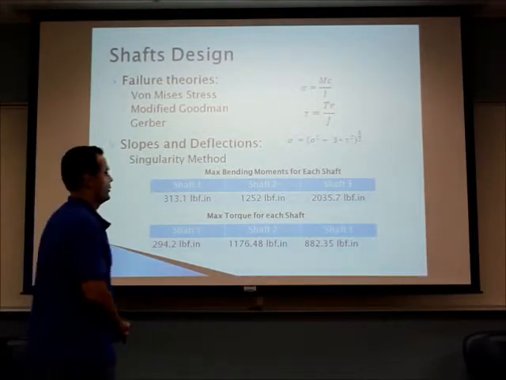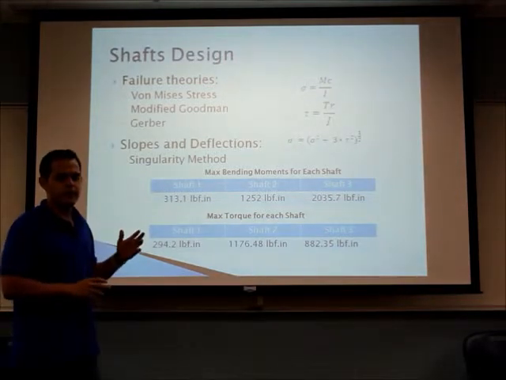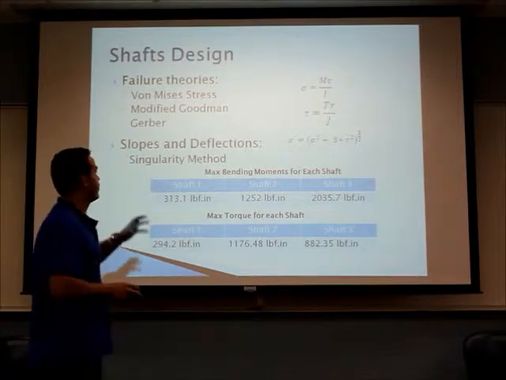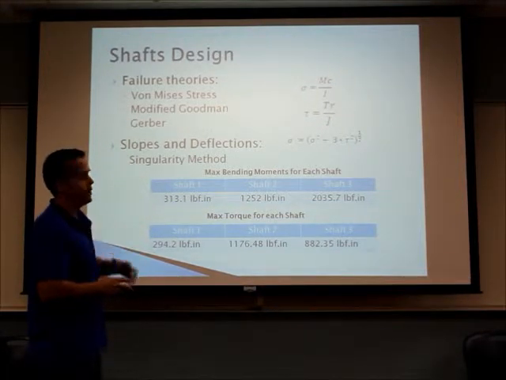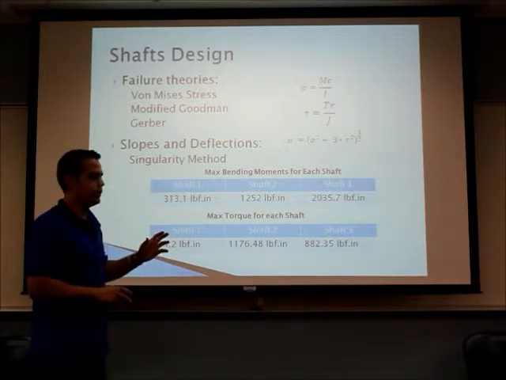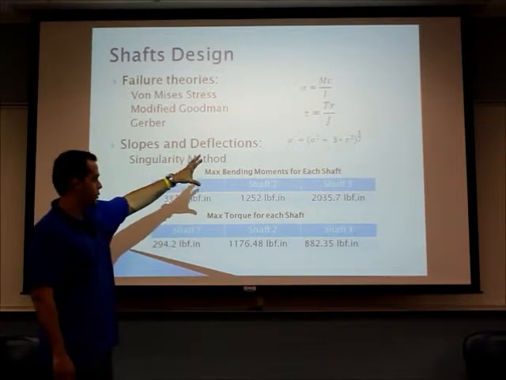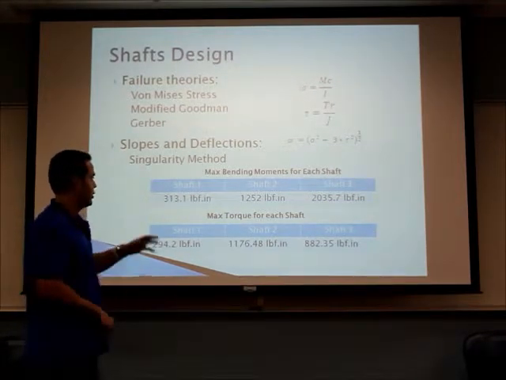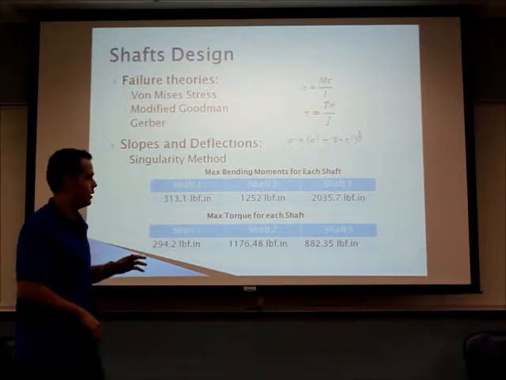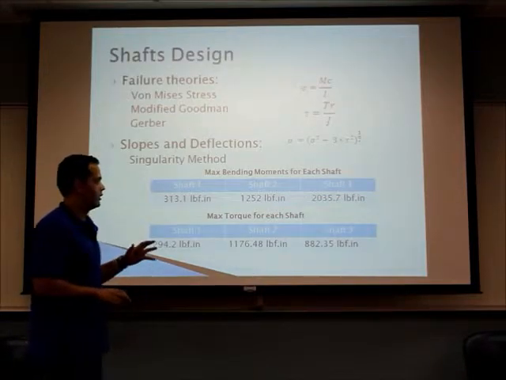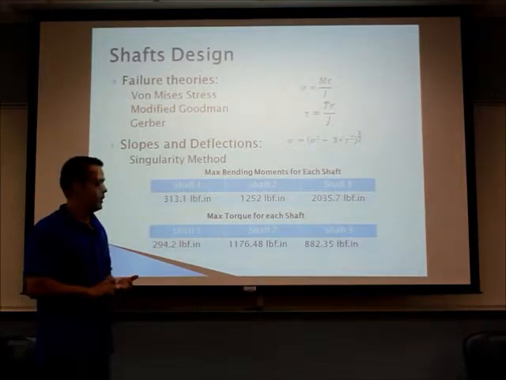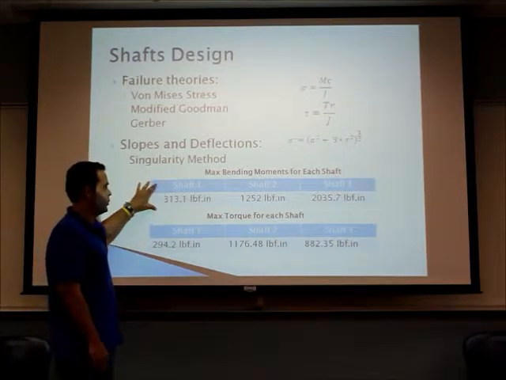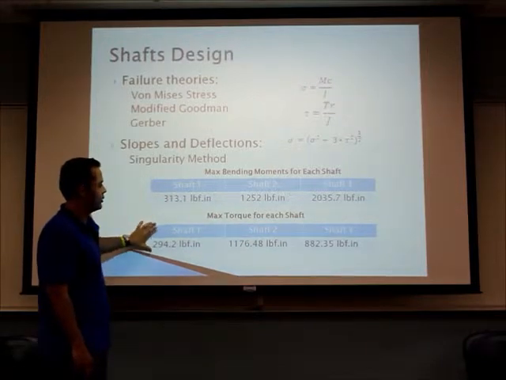So for the shaft design, we use different methods and different theories to calculate the optimum sizes for the diameters. We use the modified Goodman and the Gerber failure theories that use the von Mises stresses. We have some equations there that we used in our calculations. And for the slopes and deflections, we use the singularity method. The main values that needed to be calculated in order to perform these calculations are the bending moments for each shaft, the maximum bending moments, and the maximum torque for each shaft.